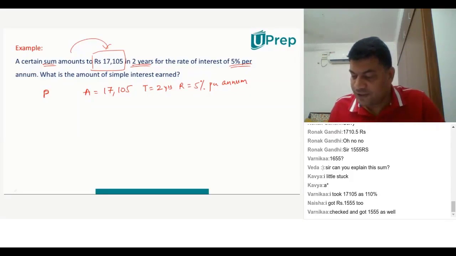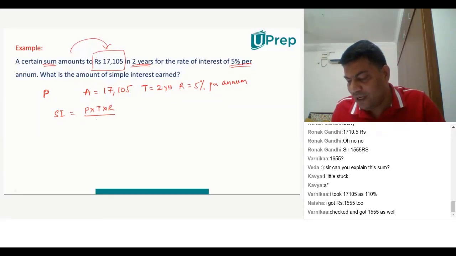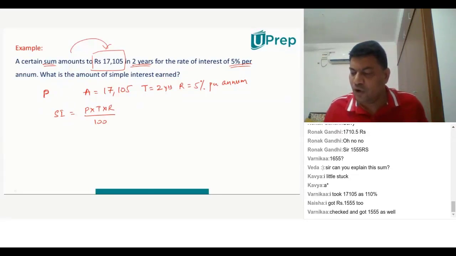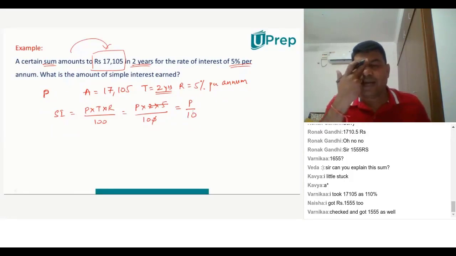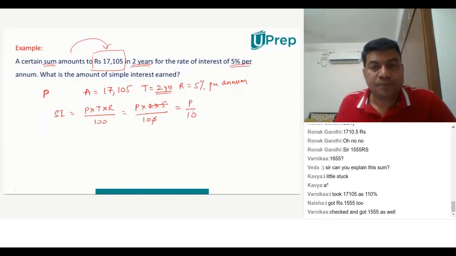So how do we solve this? Now, what is the formula for simple interest? We know the formula for simple interest is PTR by 100, right? So if you apply that, it's very simple. T is 2 years, 5%, so 10% of your principal. But still, I'll write it as P into T, which is 2 into 5 by 100. Nothing but 5 2s are 10 and 0 gets cancelled. Basically, your interest earned is principal by 10, which is nothing but 10% of your principal, right?